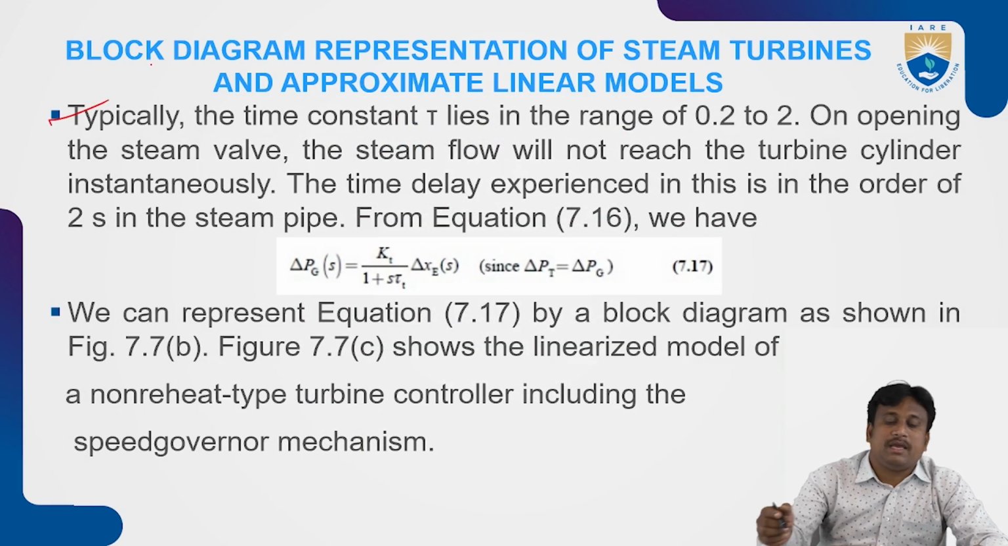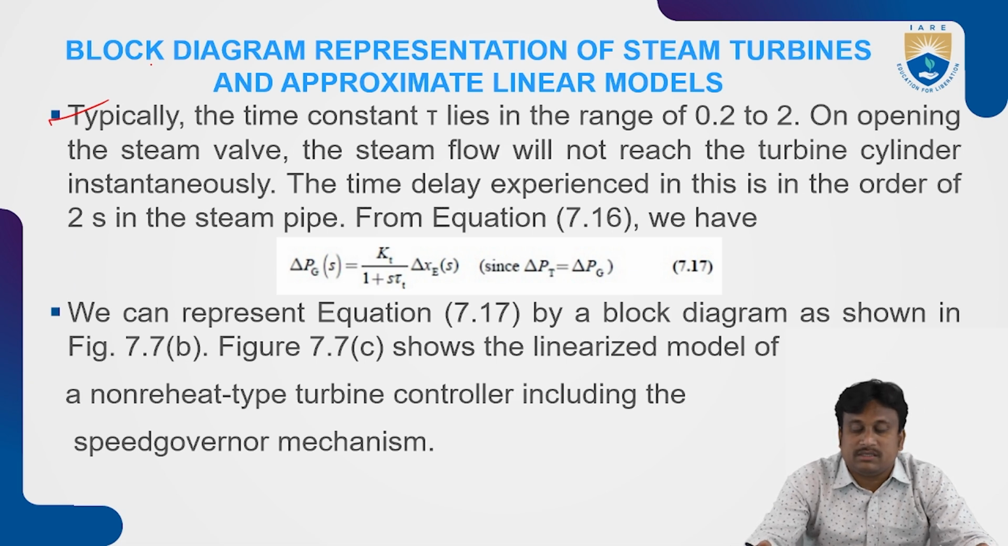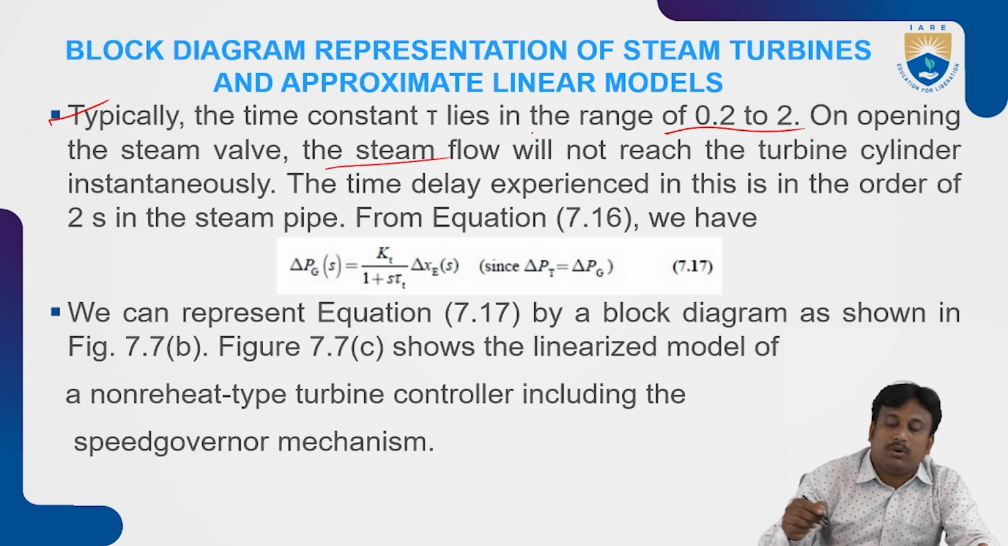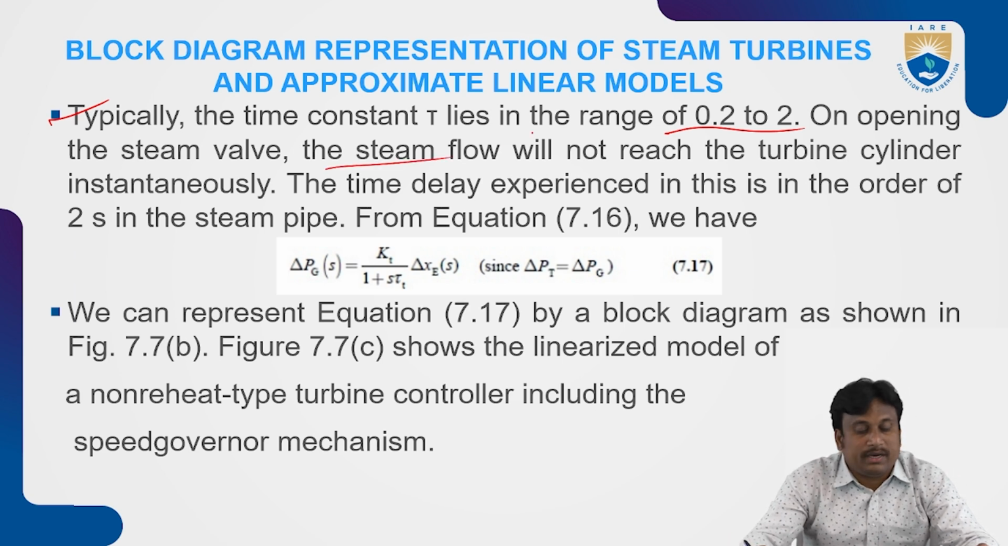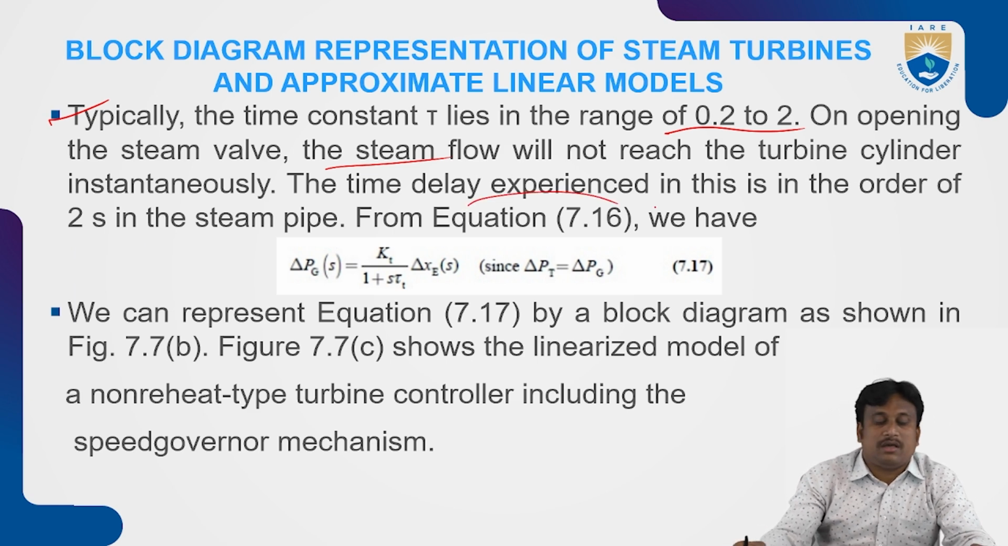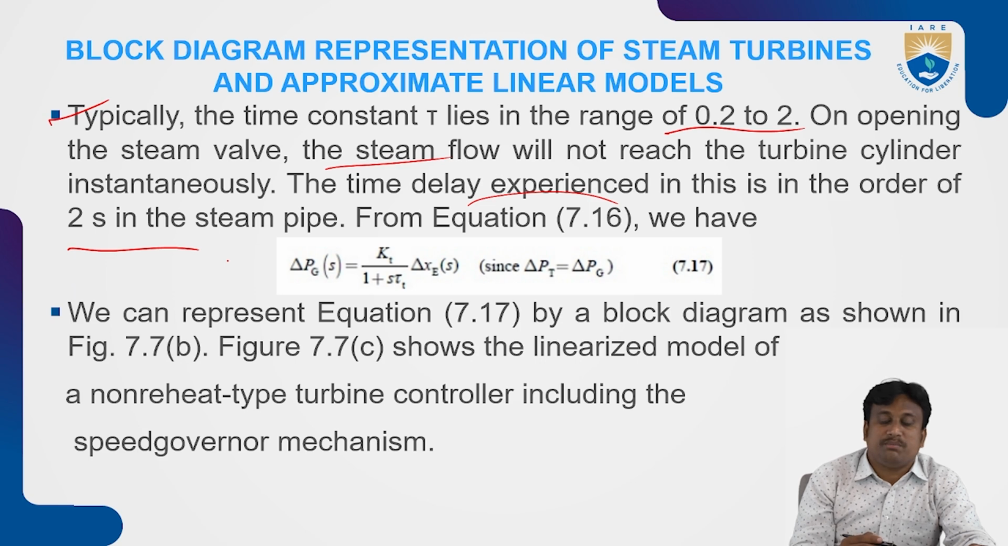So here typically the time constant tau T lies in the range of 0.2 to 2. On opening the steam valve, the steam flow will not reach the turbine cylinder instantaneously. So here the time delay is experienced in this section, in the order of 2 seconds in the steam pipe.